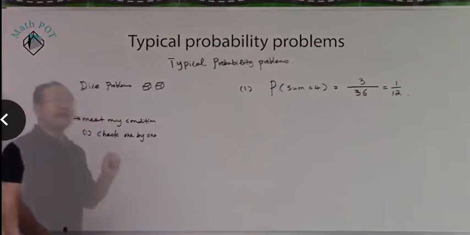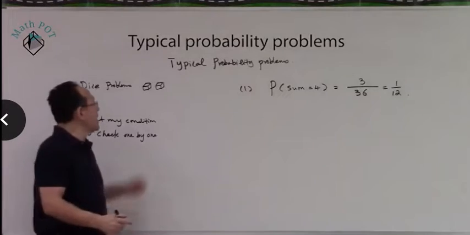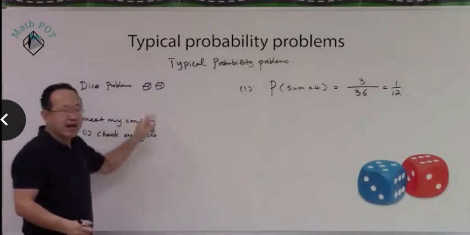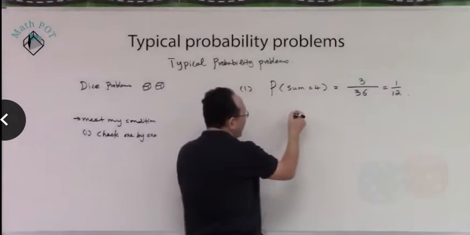So I'm going to put out possible outcomes in this way because we have 2 dice. Let's try to put the number from the first die.